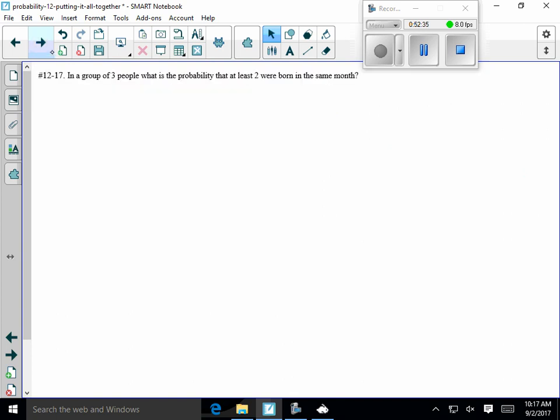Okay, let's take a look at another problem. This one says, in a group of 3 people, what's the probability that at least 2 were born in the same month? So pause this one and give this one a try.